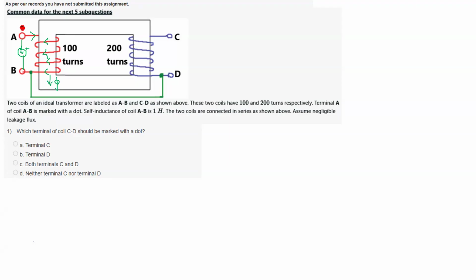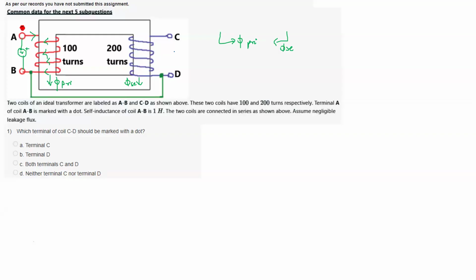Because this magnetic field is downward, we want the magnetic field here also to be downward so that it opposes this magnetic field. So the magnetic field has to be downward here also. How should the current flow here? Can someone tell me in which direction the current should flow?